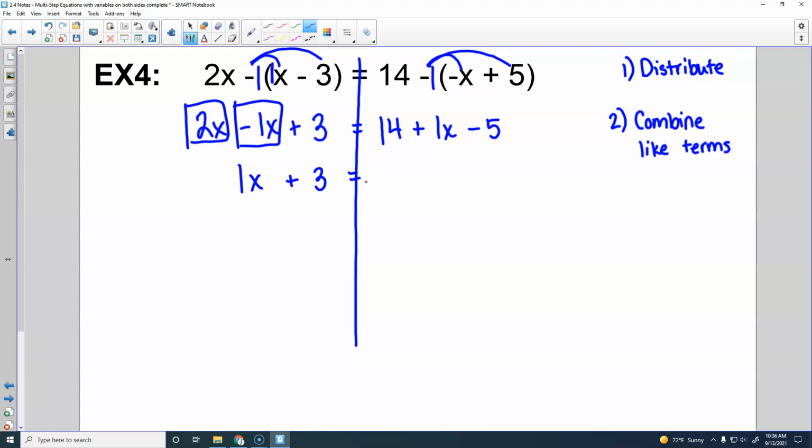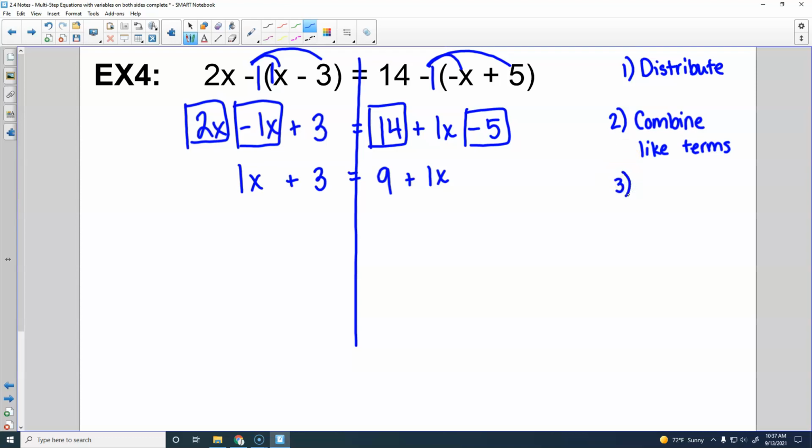On the right-hand side, Laura, what could I put together on the right-hand side? Perfect. 14 and that -5. So what am I going to get when I put the 14 and -5 together? It's 9. Good. Okay, so I distribute. I combine like terms.